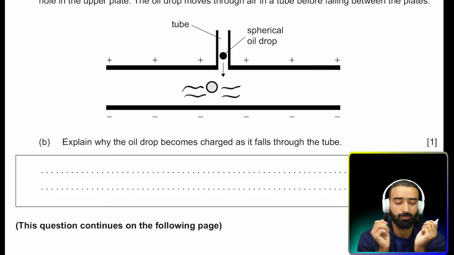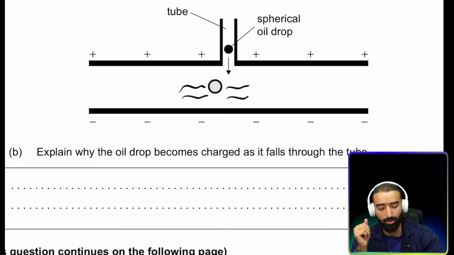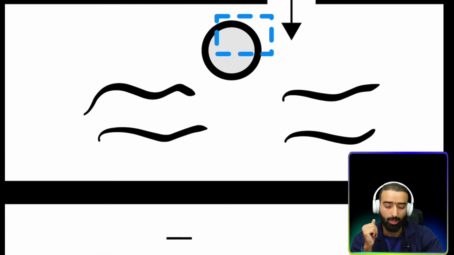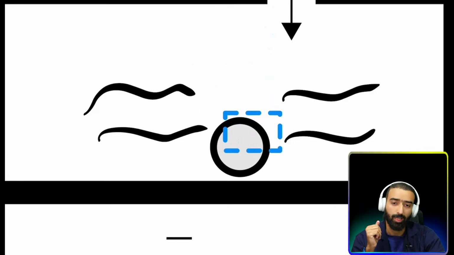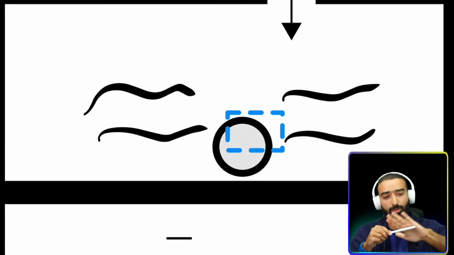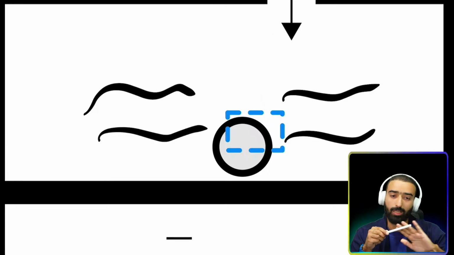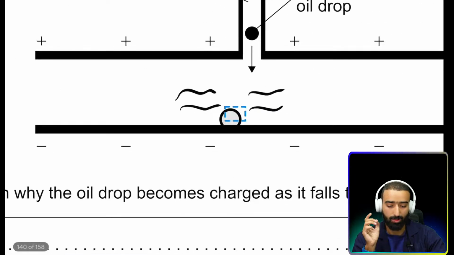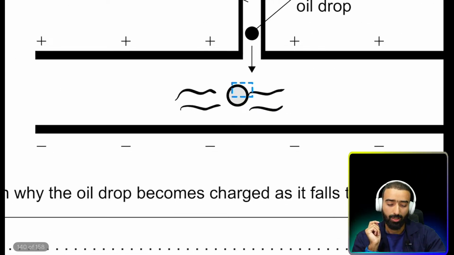Another way you can say it is that there is going to be friction between this oil drop and the layers of air. It's the same thing as when you have a rod and you begin to rub it, you might knock off electrons from the rod. It's the same reasoning here. That's how this oil drop becomes charged.